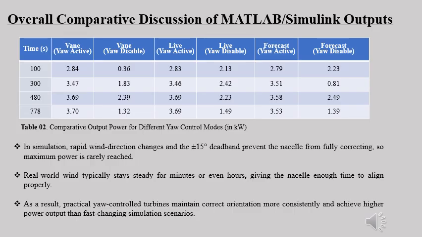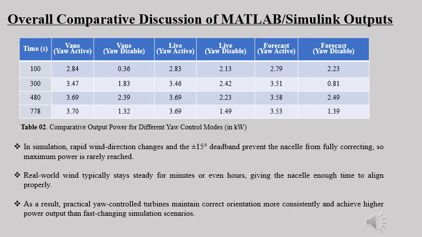These slides present a comparison of power output for different yaw control modes using vane, live and forecast data sources under both active and disabled yaw conditions. Look at the table. The vane in yaw active mode consistently delivered the highest and most stable power across all the time intervals. At 100 seconds, it produced 2.8 kilowatts, slightly higher than the live value of 2.83 kilowatts and the forecast value of 2.79 kilowatts.